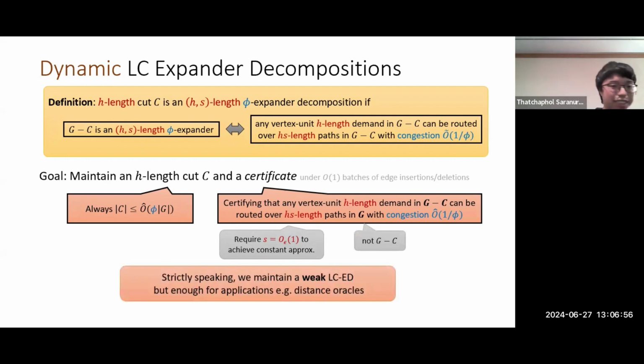And another important thing is that here we somehow relax the definition by allowing the demand to be routed on the original graph, not G minus C. In other words, we didn't maintain a length constraint expander decomposition, but a weaker version of this. But this is not a big problem, at least for our applications and perhaps other applications, because we are indeed allowed to route on the original graph. This cut C is something we added artificially.